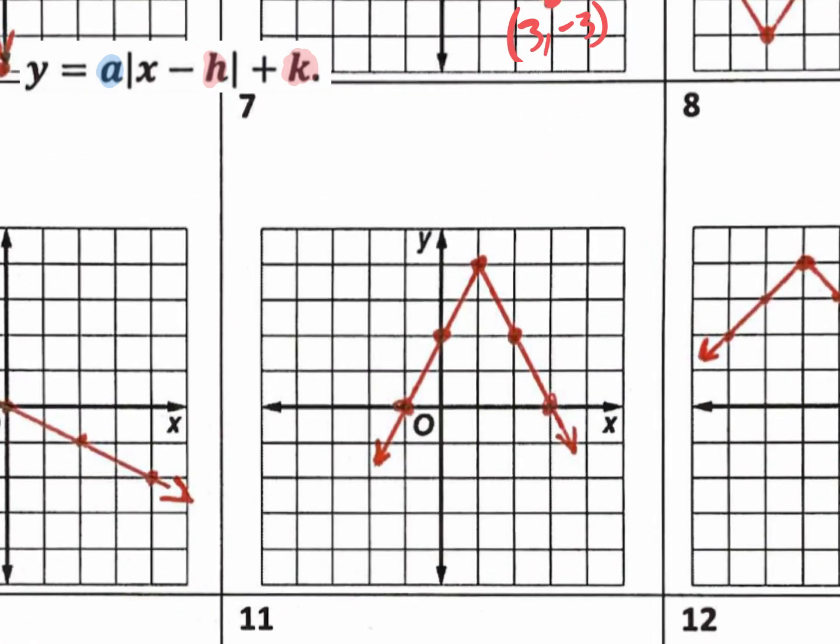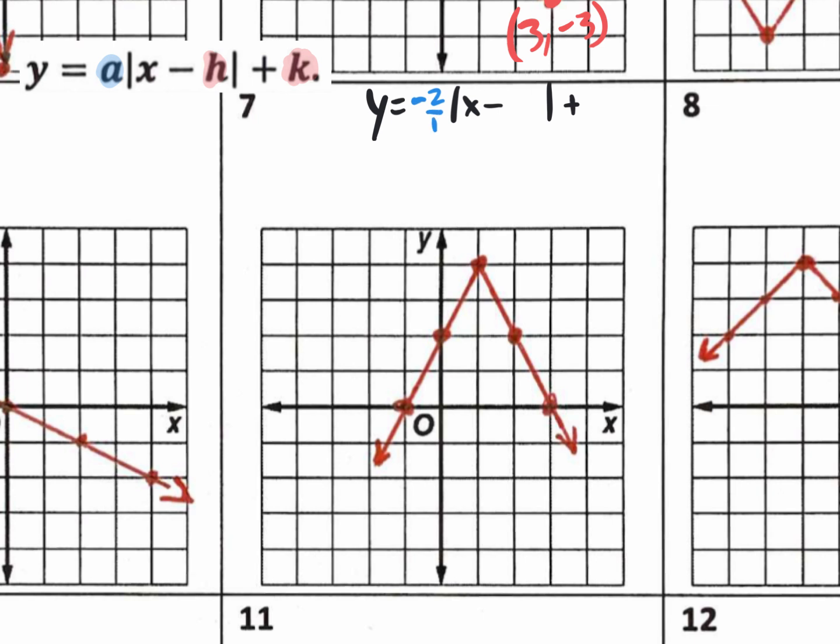Number 7, y equals blank spot, absolute value x minus blank spot, close absolute value plus blank spot. What is the a value, ladies and gentlemen? From here to here, what's the a value? Is it -1? -2 over 1. Okay, negative 2 over 1. So we're going to put negative 2 over 1.